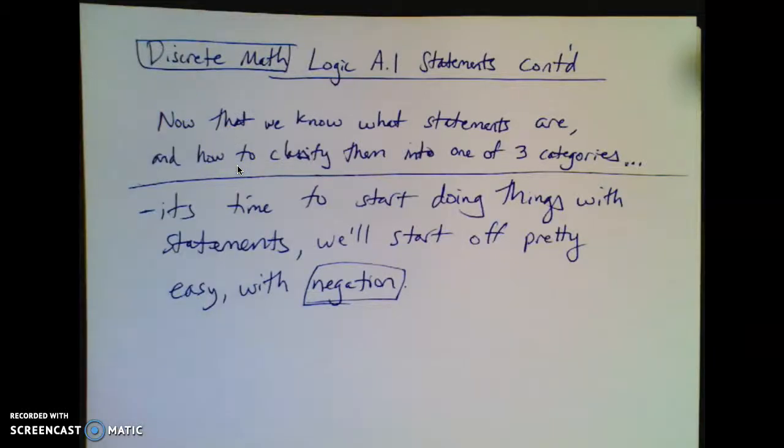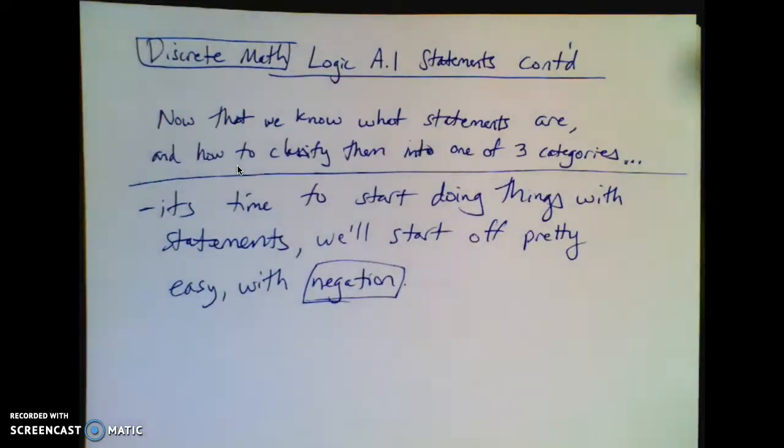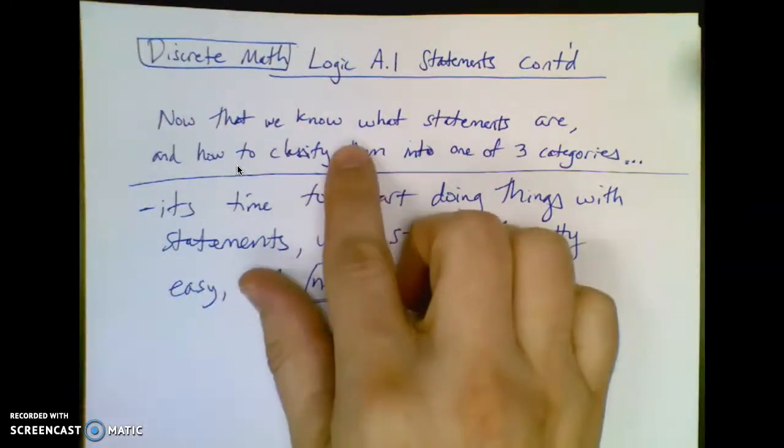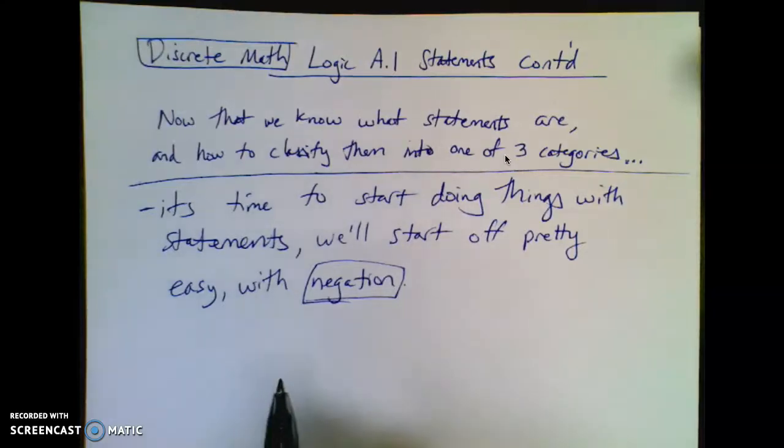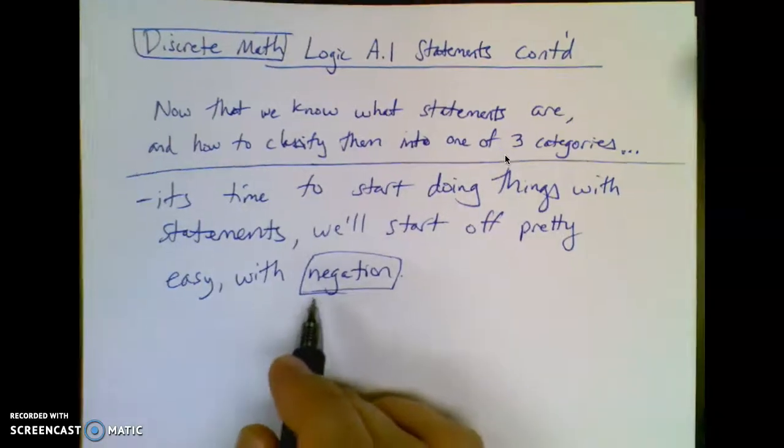All right, so this is a continuation of the notes for logic on statements. So last time we know what statements are: a true or false sentence, a sentence with a truth value. You can't be in between. And we also know that every statement fits into one of three categories. It's either universal, existential, or particular. Now that we know what statements are, it's time to start doing some things with them. And we're going to start off with a pretty easy one called negation.